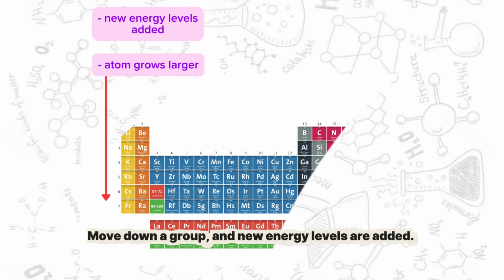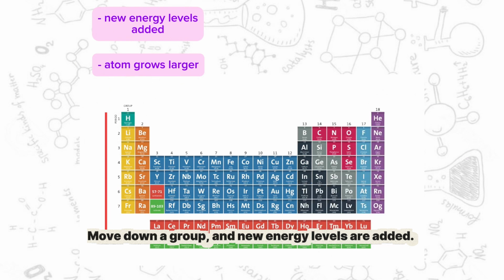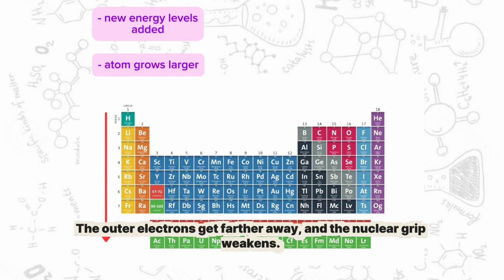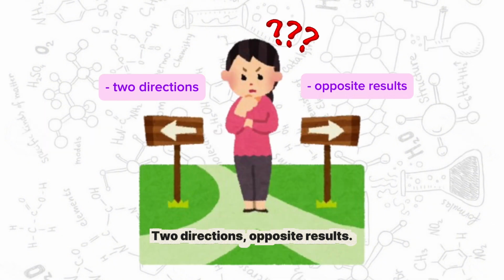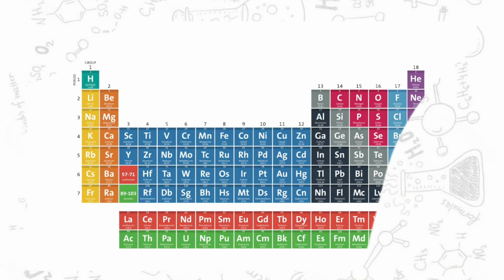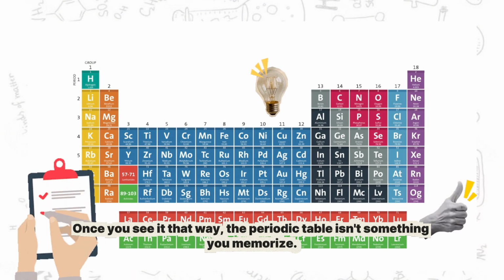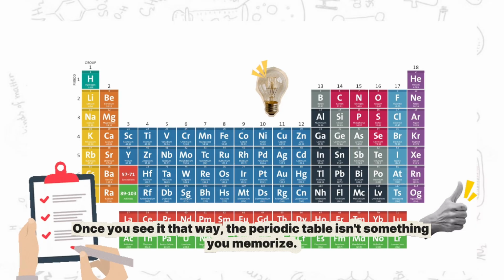Move down a group, and new energy levels are added. The outer electrons get farther away and the nuclear grip weakens. The atom grows larger, whereas ionization energy and electronegativity both fall. Two directions, opposite results, but the same logic driving it all. Once you see it that way, the periodic table isn't something you memorize, it's something you understand.